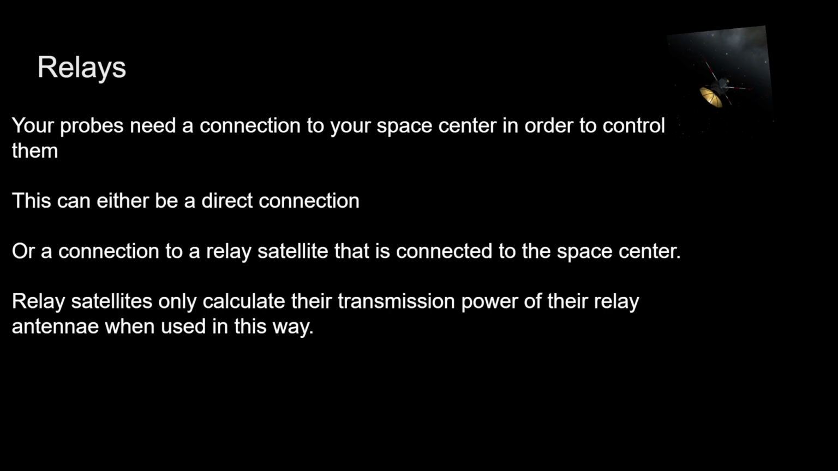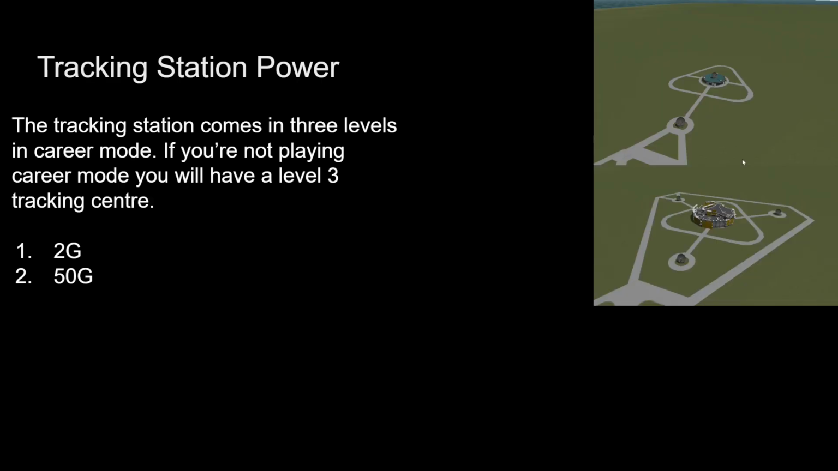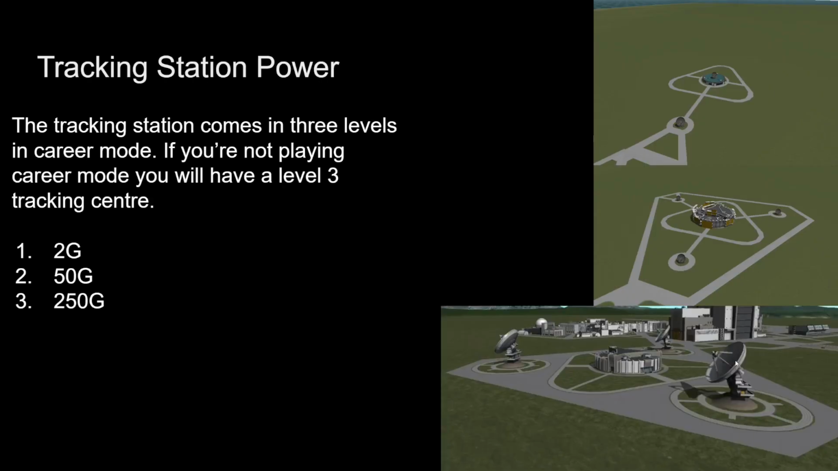Relay satellites, however, only calculate the transmission power of their relay antennas when used as a relay. So every connection needs to go back to the KSC, but then what's the transmission power of the tracking station? Well, it comes in 3 levels in Career mode. If you're not playing in Career mode, you'll have a level 3 tracking center. Level 1 is 2G, and you can see it's a smaller version up here. Level 2, it's 50G, see a slightly larger facility. And at level 3, it's 250G. You can see the final facility down at the bottom.